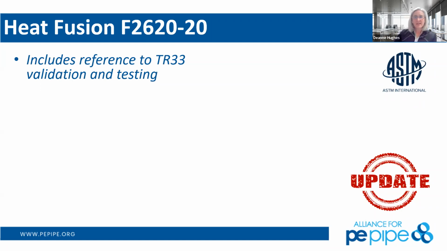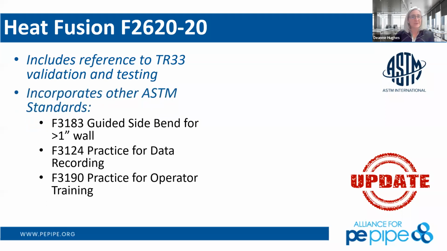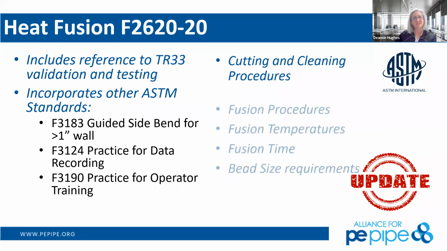The things that we have seen in this new 2020 version, it incorporates the guided side bend for pipe that has greater than 1-inch wall thickness, incorporates F3124 for data recording, and F3190 for operator qualification that we've already discussed today. A lot of it was just a good cleanup of the language. It did clarify how we should cut that pipe, especially for cutting pipe to put it into a machine, because we don't want to have oil on it that gets transferred to the facer. So that's included in F2620.